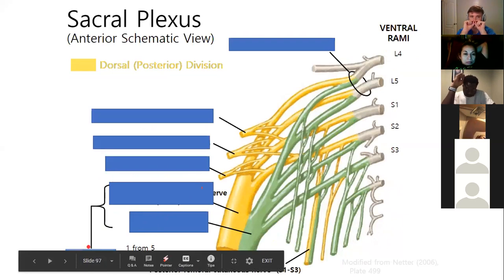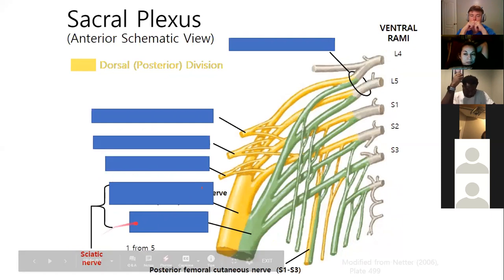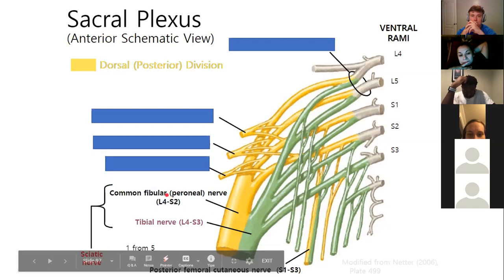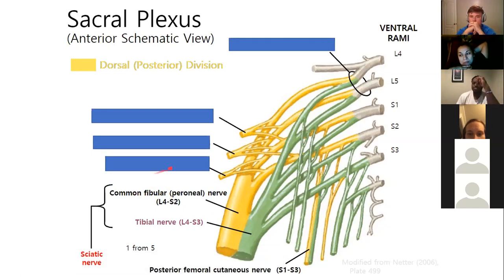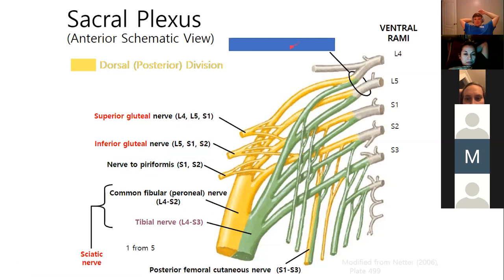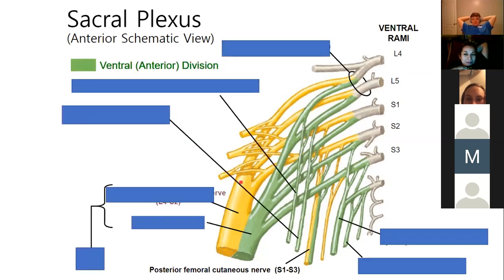Sciatic. It's the tibial nerve and something or other. Common. Piriformis. Nice. Inferior gluteal. Superior gluteal. Good job. I was just looking at the innervations. Yeah, you do. You were just telling me the numbers. Oh, I guess so. I never made that connection. There we go. Aw, thank you.